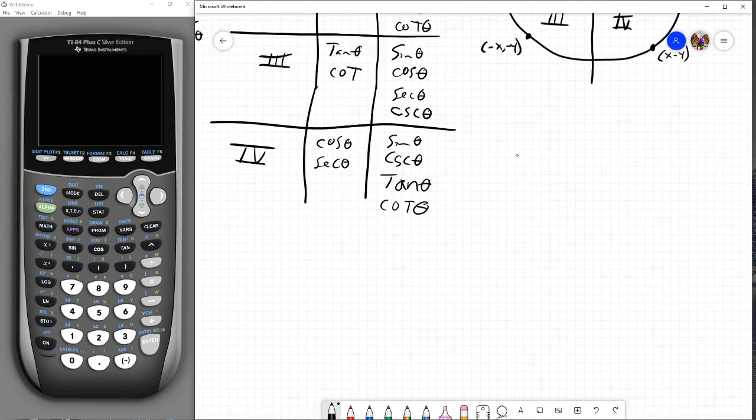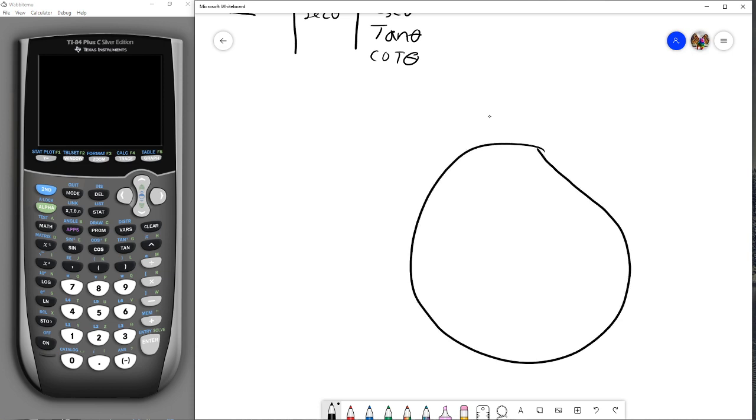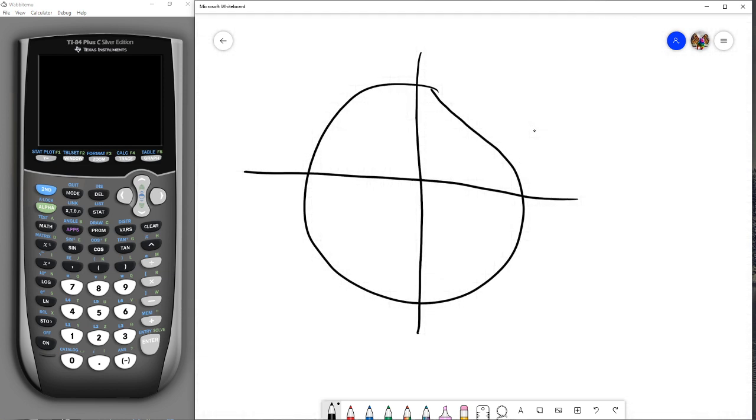Alright, now it is time to consider even odd properties. So there's our terribly deformed circle. XY axis is similarly deformed. We won't judge our circle here.